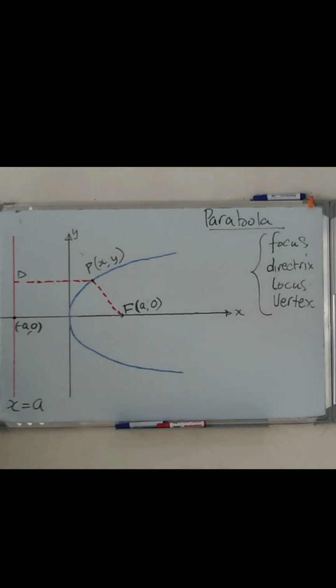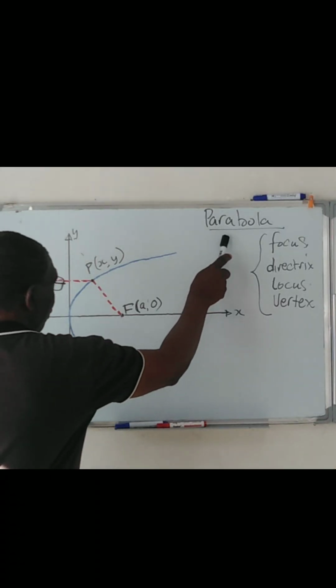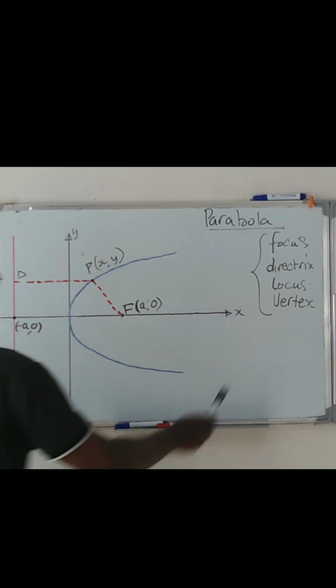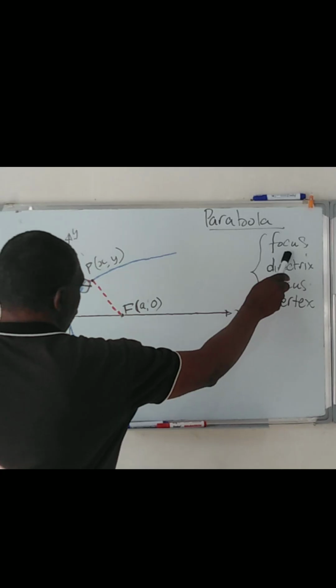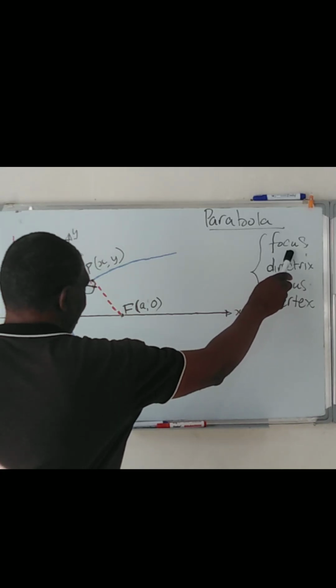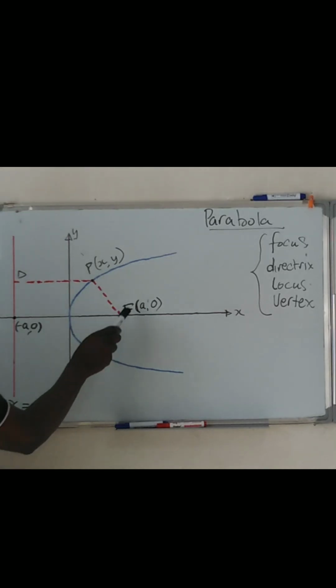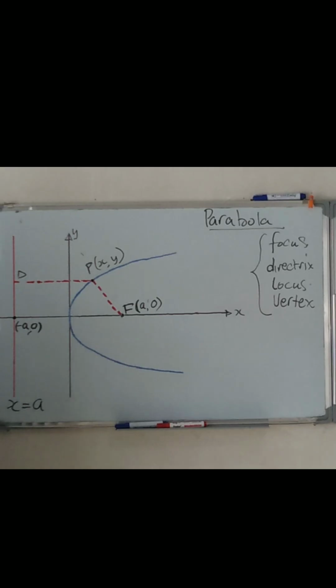Now, what I want to do in this video is to show you how to derive the equation of a parabola. But before we get there, let's deal with a few terms connected with the parabola. First, it's the focus or focal point. The focus or focal point of our parabola is a fixed point which I have marked F, and it's the point (A, 0). In other words, x is equal to A, y is equal to 0.